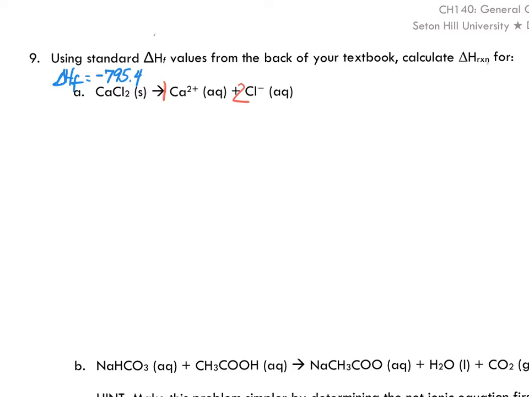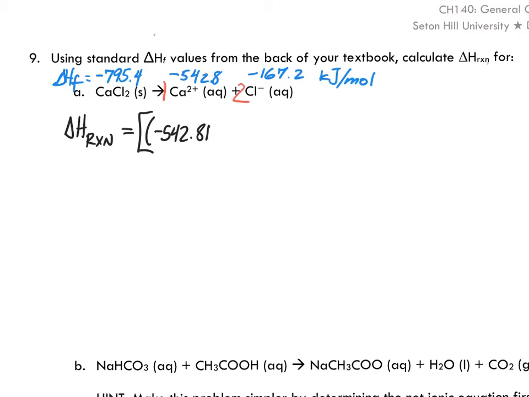Okay, so when I do these kind of problems, I usually look up all the values first and then start doing the math. So for calcium chloride, the delta H of formation value is negative 795.4. For Ca2+ aqueous, when you look it up, make sure you are looking at the phase too. So calcium aqueous is negative 542.8 and chloride aqueous is negative 167.2, and these are all in kilojoules per mole.